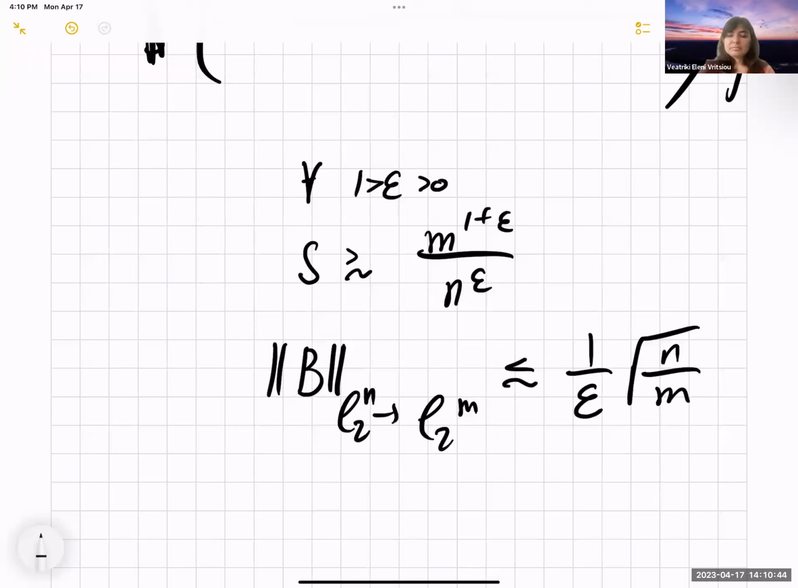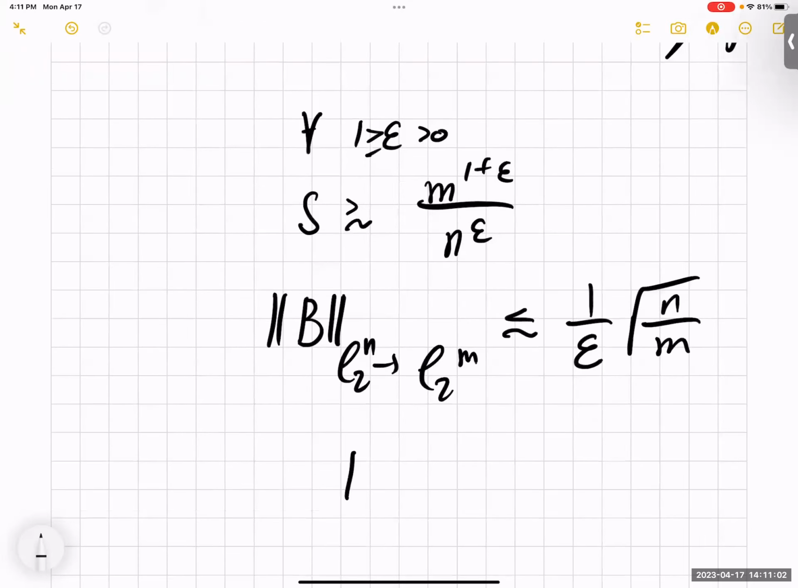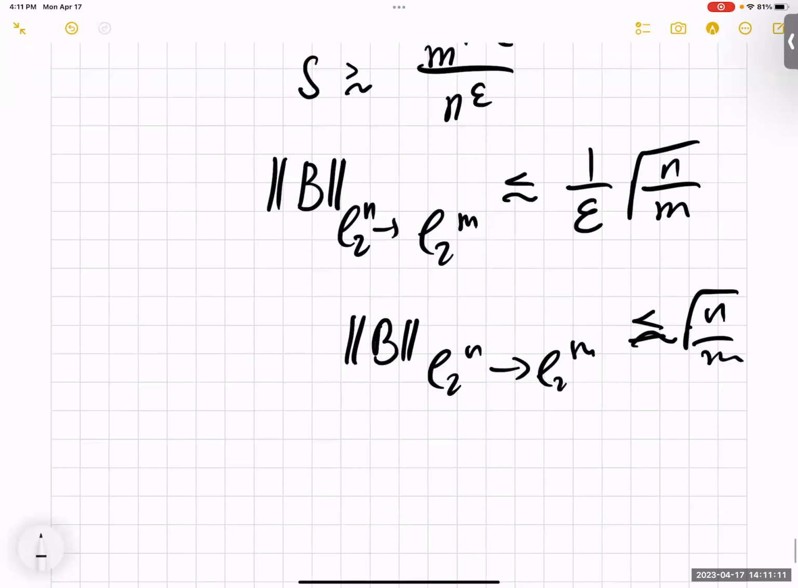I think what was enough for our application was M squared over N, or take epsilon equals 1 even. This is what we use. So then you get that the operator norm of B is less than root N over M, the smallest you can hope for, and every S columns, with S of order M squared over N, are linearly independent. That's good enough for the application. If you plug in the optimal parameters, it just improves constant factors. It doesn't change the asymptotics.